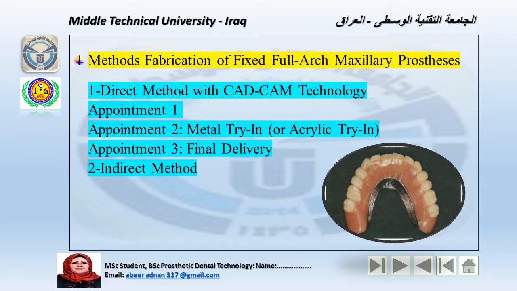First appointment بالنسبة للdirect method تتضمن appointment selection, preparation of appointment, impression, occlusal vertical dimension record, centric bite registration, كذلك transition restoration. Second appointment تتضمن metal try-in or acrylic try-in.